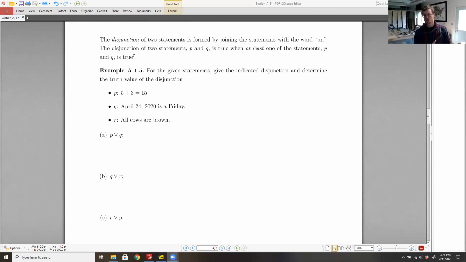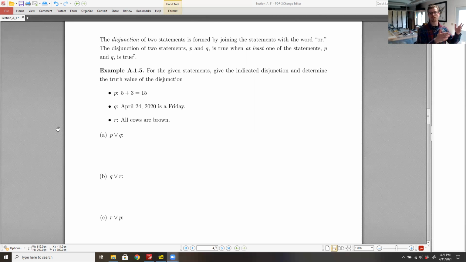We want to continue taking a look at connectives of statements. So let's take a look at disjunction. The disjunction of two statements is when we join the two statements using the word or. So in this case, the disjunction of two statements is true whenever one or the other is true. So the idea of the truth is the same as the idea of how we connect the statements themselves.